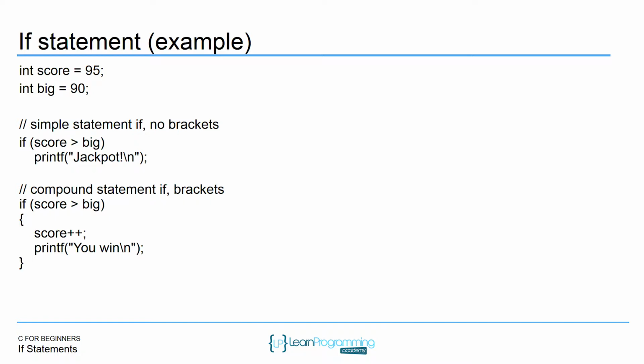so what's going to be displayed to the screen is jackpot. And then we have that same example, except we use the curly braces because we have more than one statement in the body of the if statement. So in the bottom example, if score is greater than big, we have a left curly brace to start the block of the if statement, and we have an ending brace to end the block of the if statement. That's referred to as the body of the if statement. And so in this case, we have two statements. We're going to first increment the score by 1, and then we're going to display you win.